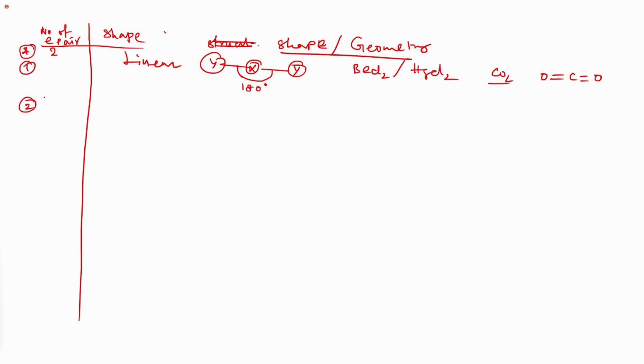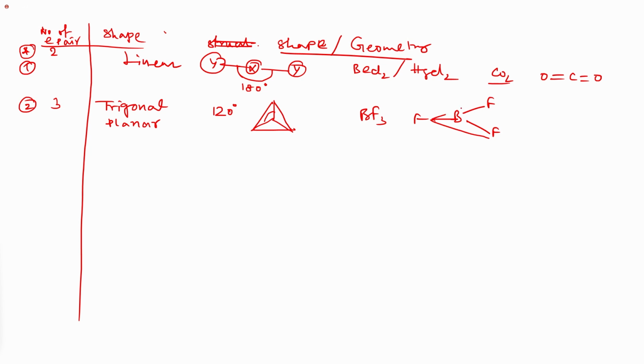Then if you see the 3, it is trigonal planar. When it is trigonal planar, the angle will be 120 degrees. So the structure will be like that. This angle will be 120 degrees. Let us consider BF3. The structure is like that. It is a trigonal planar structure, BF3.